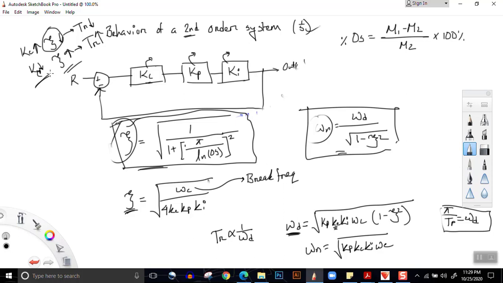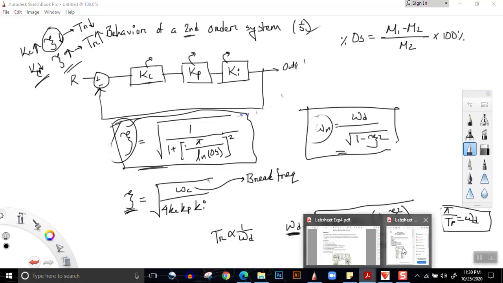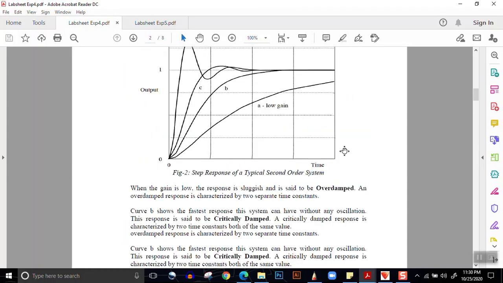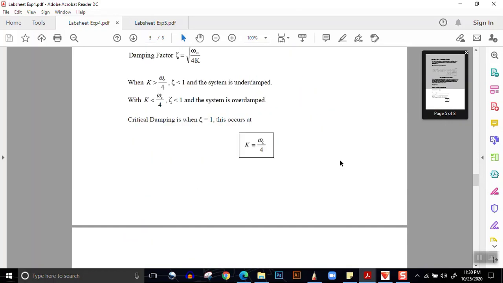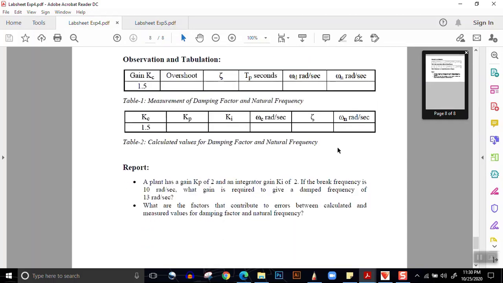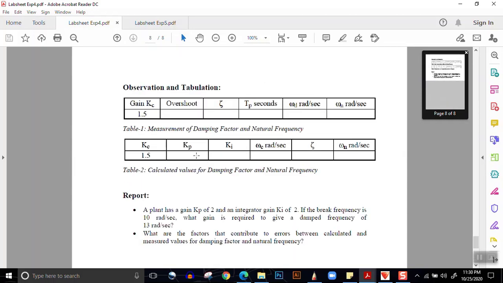So we have talked perhaps a lot about the theoretical aspects of it. Now let us see what we need to do in our experiment. Let's move into our experimentation. Before we do, let us go to the data sheet first. What data do we need? The data sheet says that we put Kc equal to 1.5, then we measure the overshoot, and from the overshoot, using the equation, we measure zeta. We measure Tp, the first peak time, omega d and omega n.